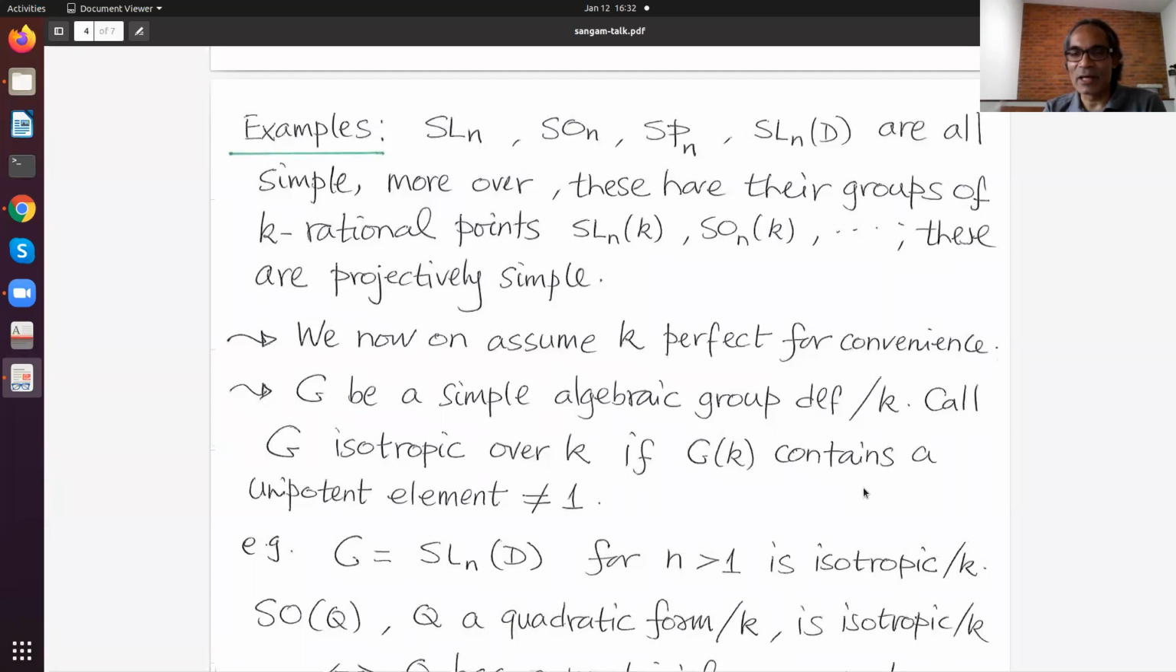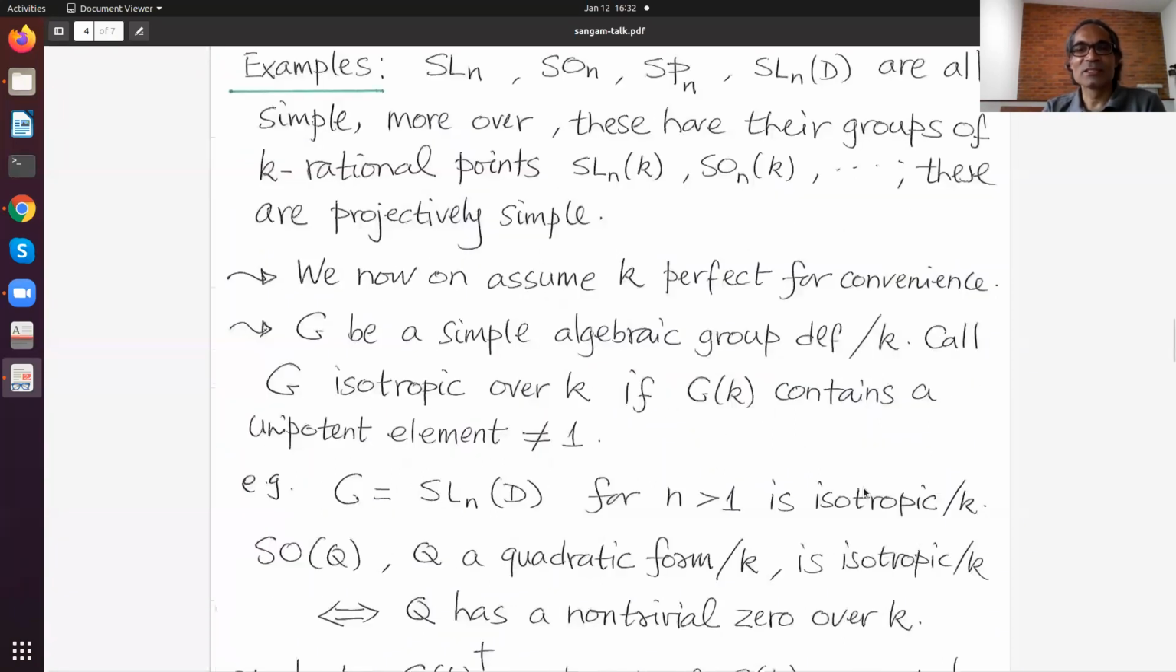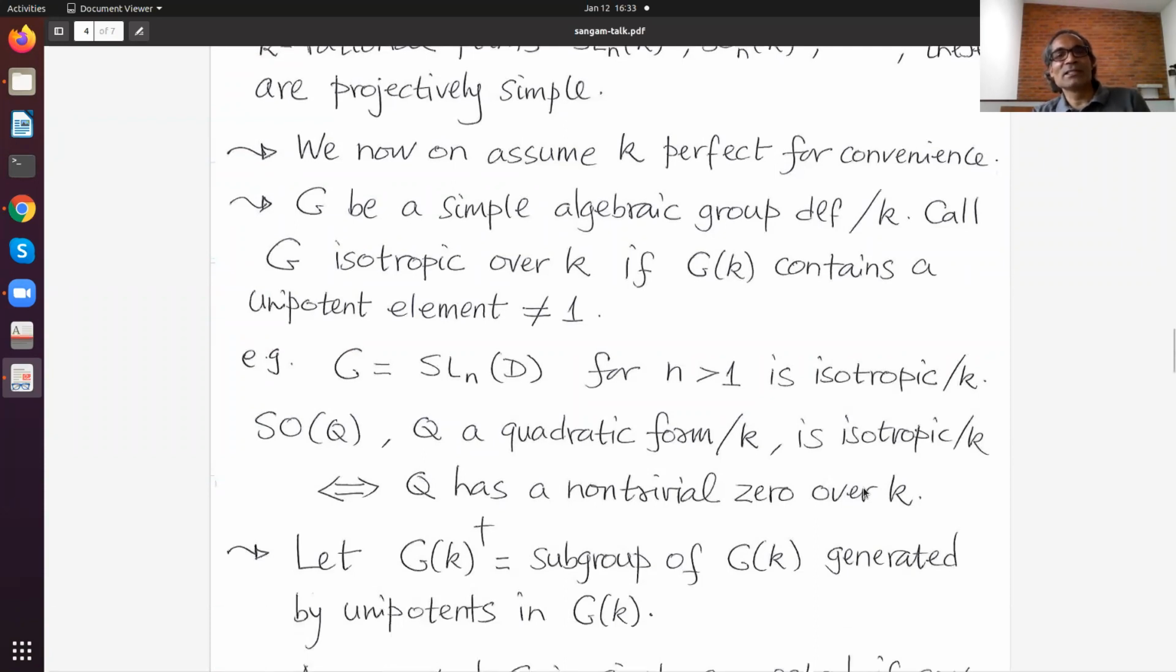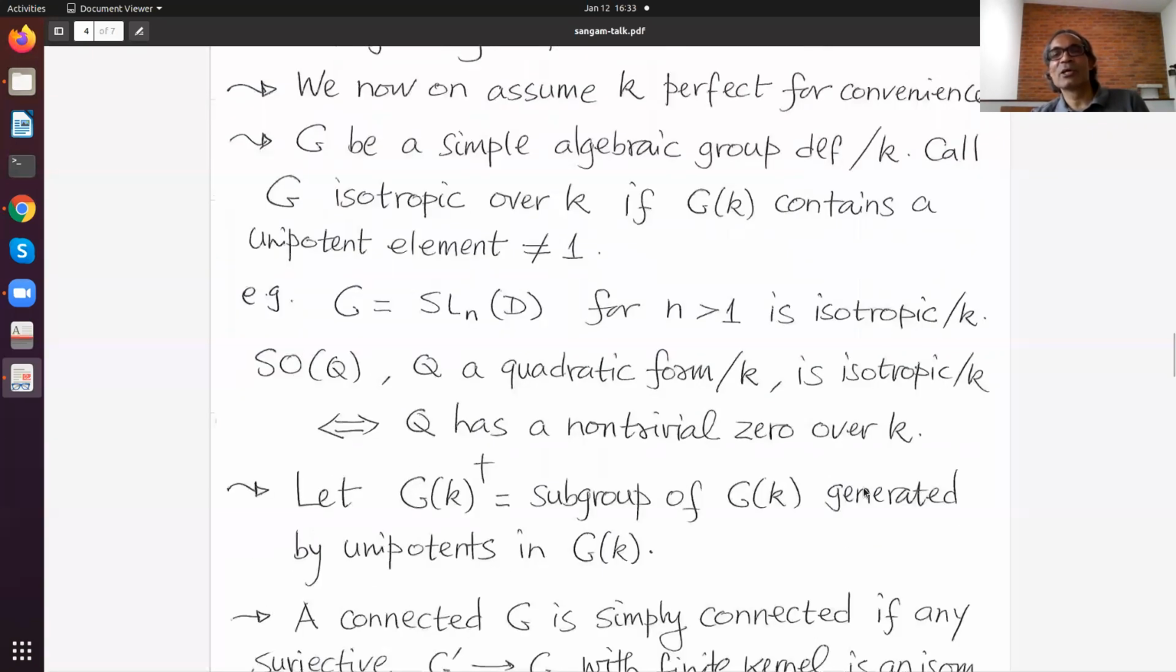So I told you what is correct. The correct way to define isotropic groups is using tori, which I wanted to avoid, or parabolic subgroups. But for the moment, let's keep in mind characteristic 0 if you want to be correct. So for example, G = SL_n, when n is bigger than 1, is isotropic over K. So we saw plenty of unipotents there, and by any definition, these are isotropic groups.